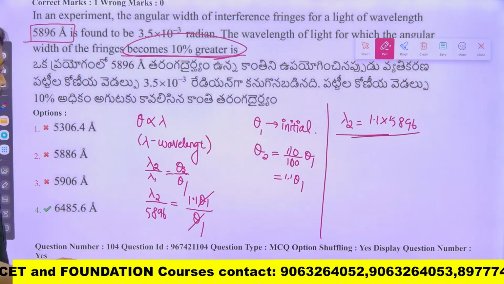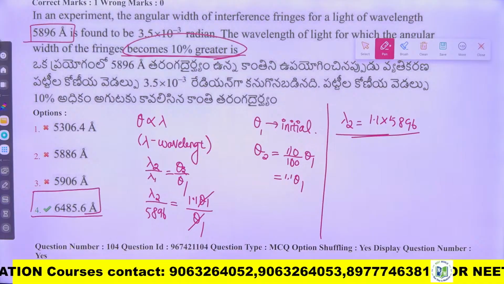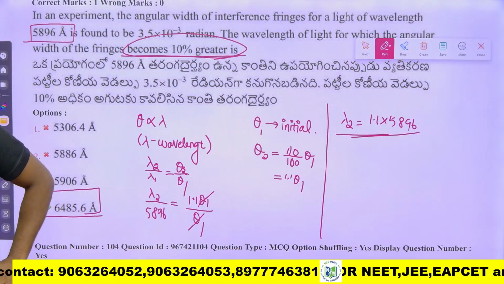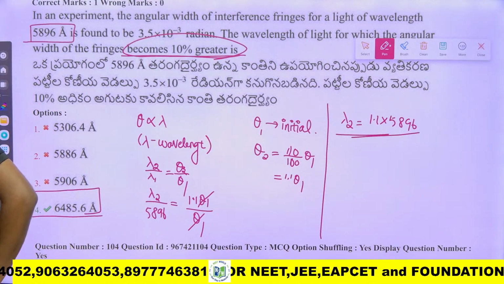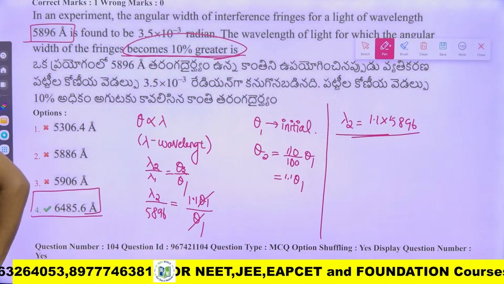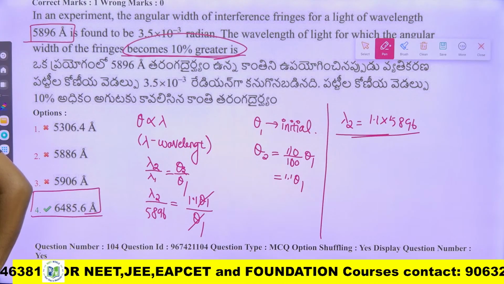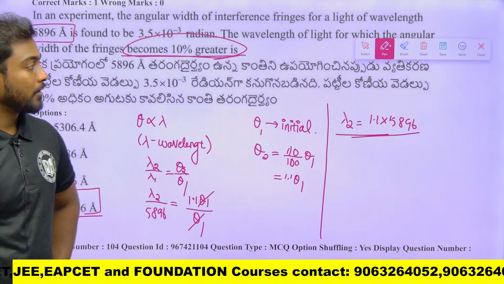Okay. So calculation is your part, do it. So the answer is 6485.6. Okay. We will go for the next question, take a note of this. Okay. Let us move to the next question.